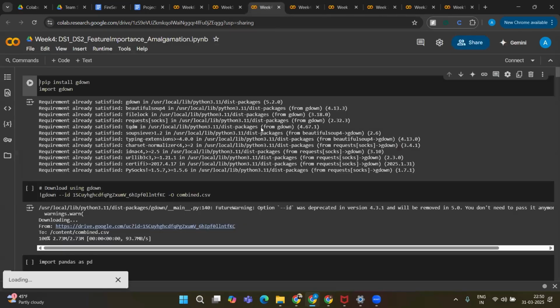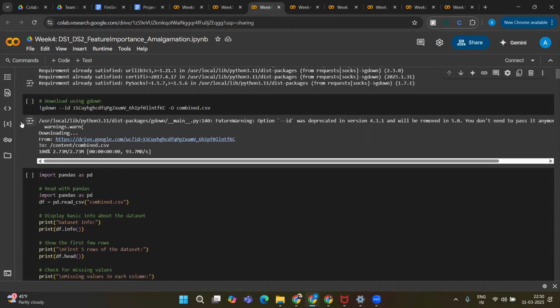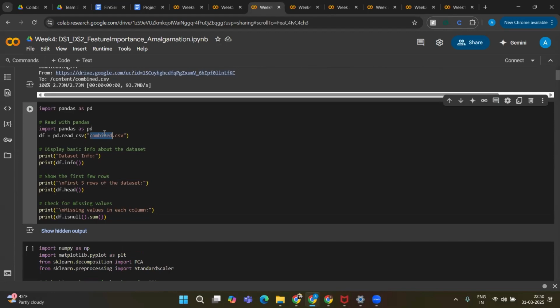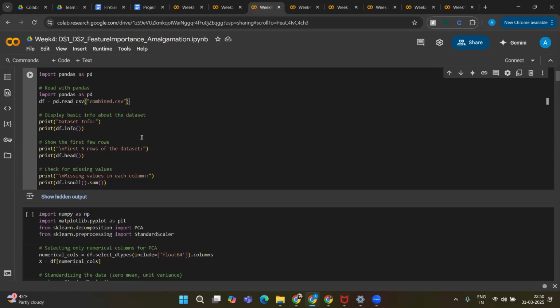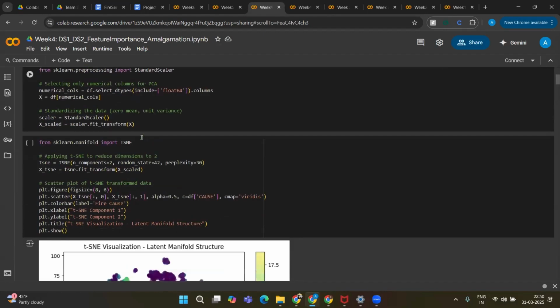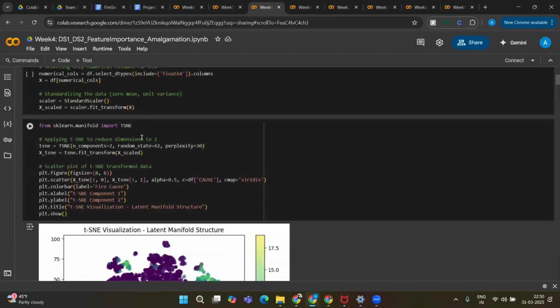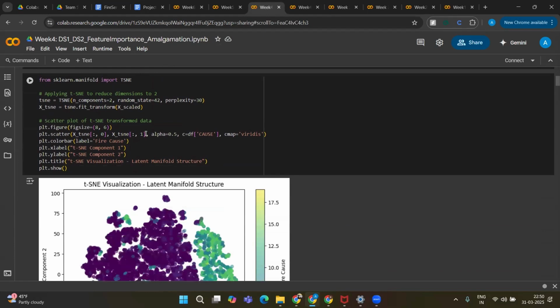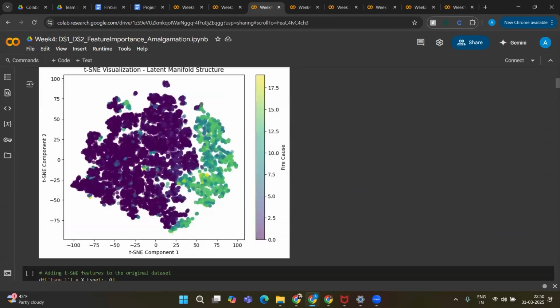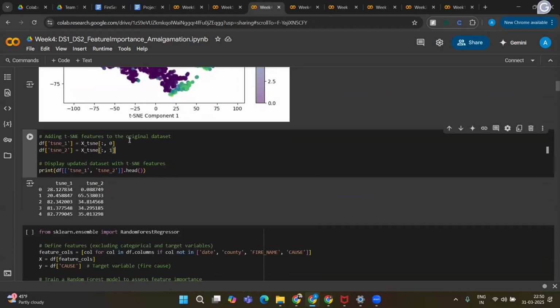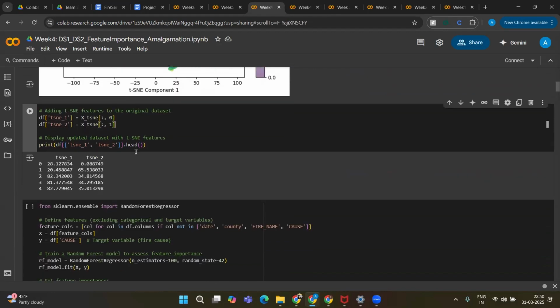Let's move to dataset 1 and 2, feature importance and amalgamation, how we did and all. So first of all, we have taken the dataset 1 and combined with data 2, and then we have downloaded it from the drive over here, and we did some EDA. Then we have done some standardization techniques, and we have applied t-SNE like before, and we have added two main features and got some values over here.